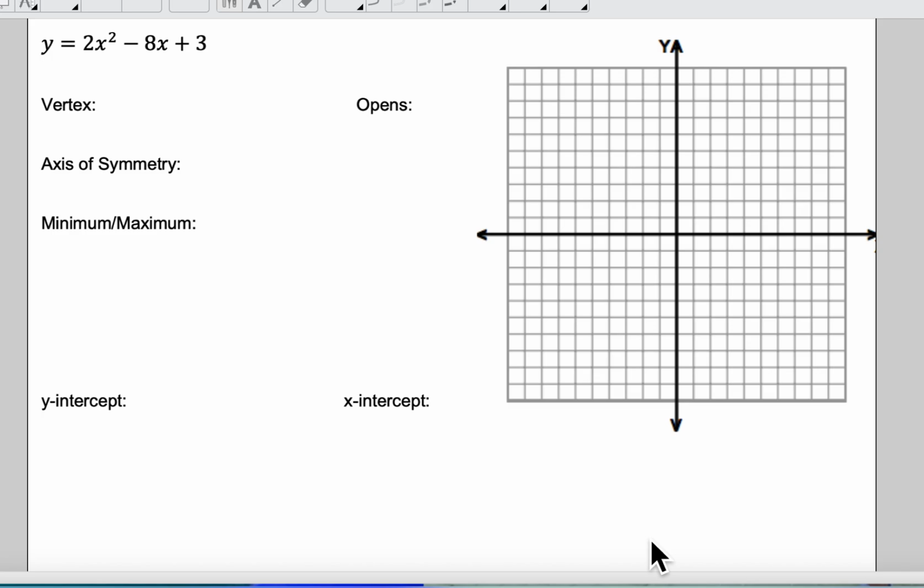And second video here, guys, just going to do this one question. And so we have 2x squared minus 8x plus 3. So no parentheses, definitely not in vertex form. This is standard form. We have the ax squared plus bx plus c.